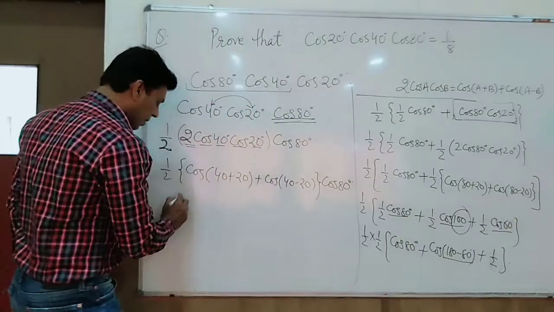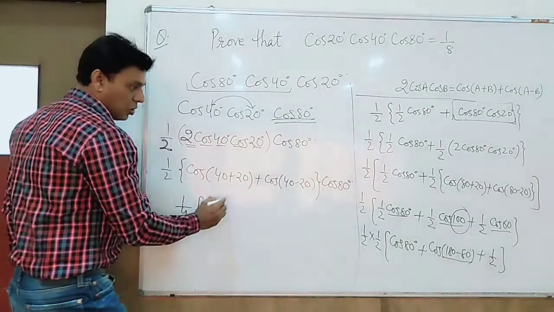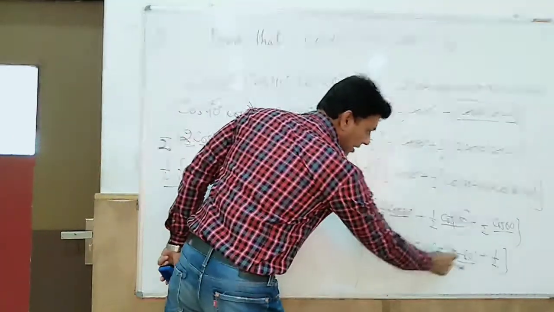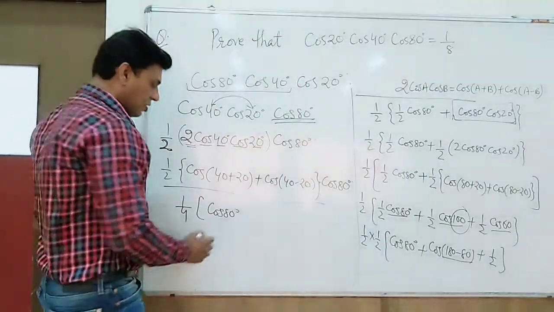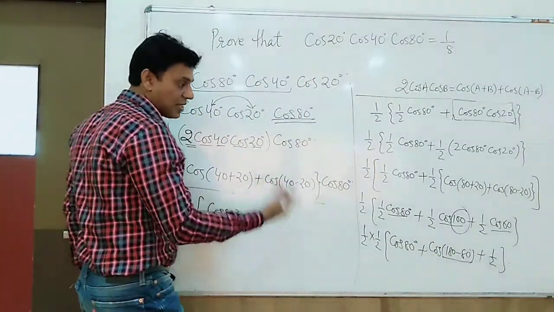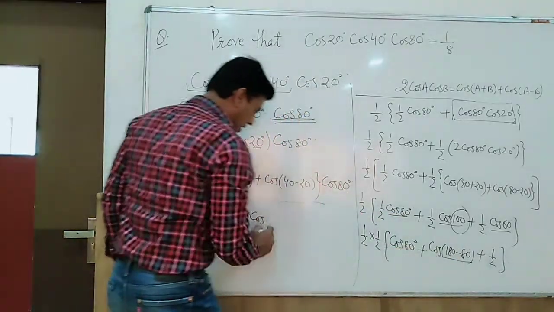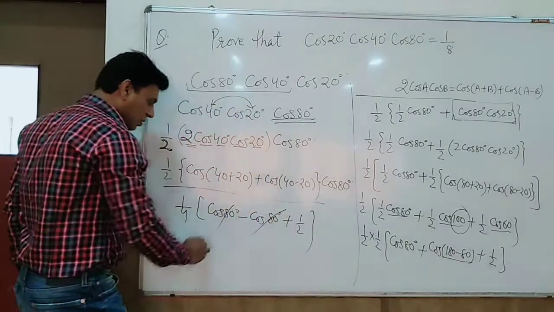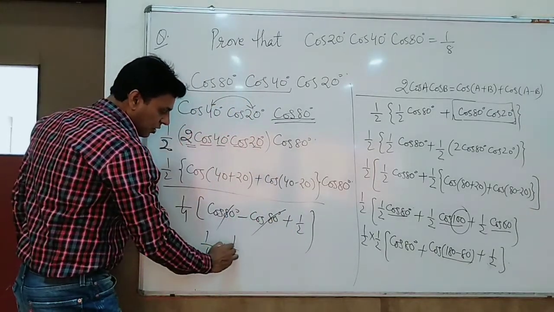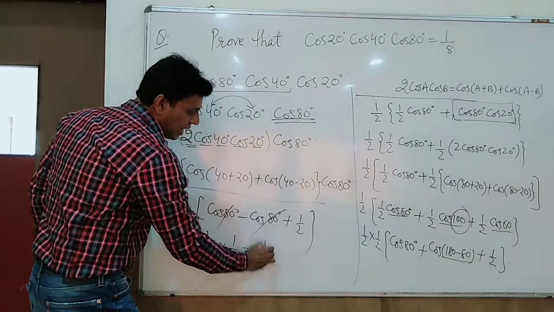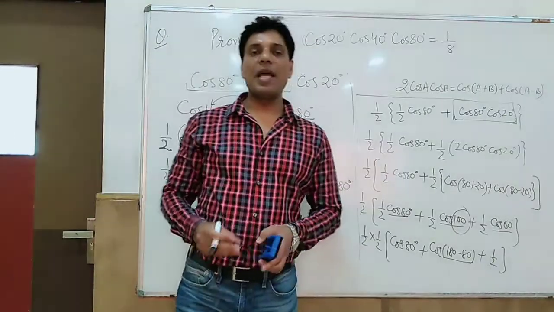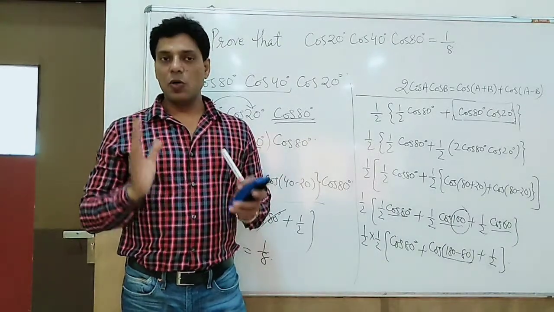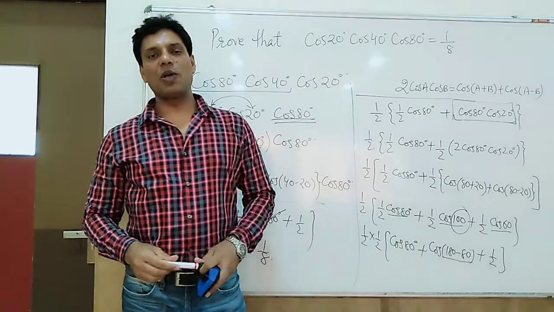So 1 by 2, 1 by 2, that is 1 by 4. So cos 80, then cos 180 minus theta. So you have minus cos theta because it is the second quadrant. So cos 180 minus 80 will be minus cos 80, and then you have 1 by 2. So these two will be cancelled. So 1 by 4 into 1 by 2, then 1 by 8. So this way you can apply the product formula. Now in the next video we will study the sum formula to the product formula. Thank you for watching.